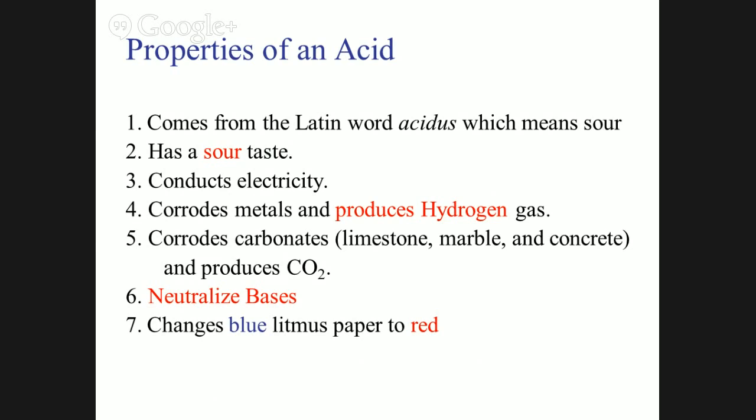Also, it's used to corrode carbonates, limestone, marble, concrete, and in the process produces CO2. In fact, we have a discus ring out near the track in which we just poured acid on it last week because it got too smooth, and so to rough it out a little bit, we put some acid on it to eat away some of the concrete that makes the ring. Acids, of course, neutralize bases, and they change blue litmus paper to red.